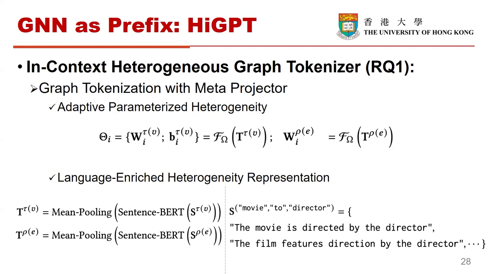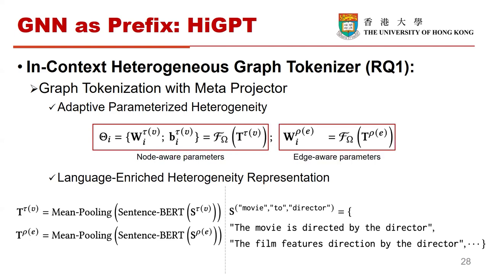Here is the HGT with parameter heterogeneity. That is, we use the MLP here to transfer the different node type or edge type representations into parameters, and these parameters could be used in the HGT or other backbones of heterogeneous graph neural networks. And how can we obtain the representations of the node-aware parameters and the edge-aware parameters?